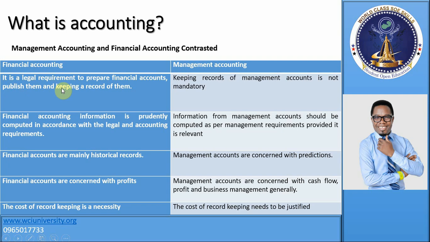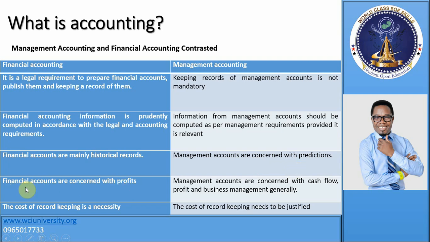Financial accounting: it is a legal requirement to prepare financial accounts, publish them, and keep a record of them. When it comes to management accounting, keeping records of management accounts is not mandatory. Now that's different. On stage 2, financial accounting information is prudently computed in accordance with legal and accounting requirements. On management accounting, information should be computed as per management requirements, provided it is relevant. On stage 3, financial accounts are mainly historical records, while management accounts are concerned with predictions.